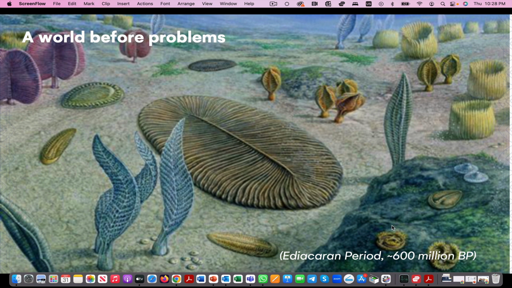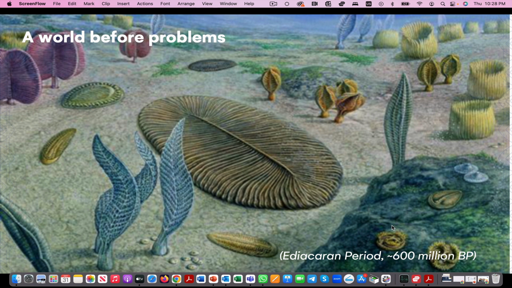Okay, in this module, we're going to look at collective problem solving. And to get into the subject, I want us to think way back to a time before problems. So, what you see here is an image of what we think the living world may have looked like around 600 million years ago. We call it the Ediacaran period.